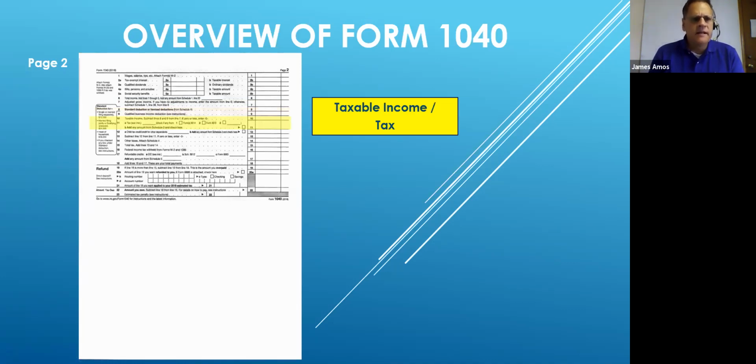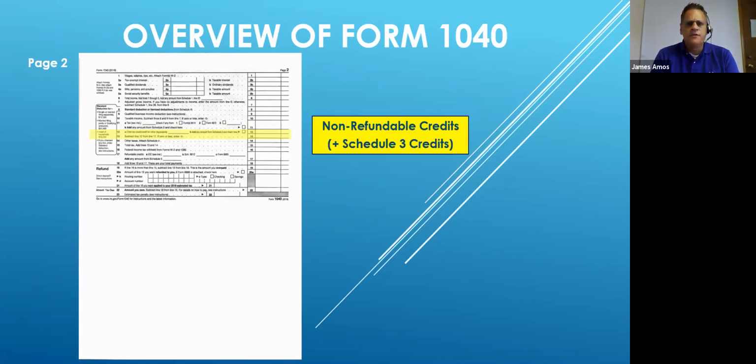Now, the next lines 10 and 11 cover taxable income and then tax. Line 10 is taxable income. Remember, on our calculations, how do we get to taxable income? You start with income minus adjustments, gives you AGI, or adjusted gross income. AGI minus deductions gives you taxable income. That's how you get here. And then you look up in a chart and find out what the tax is, and you put it right there on that line. Okay?